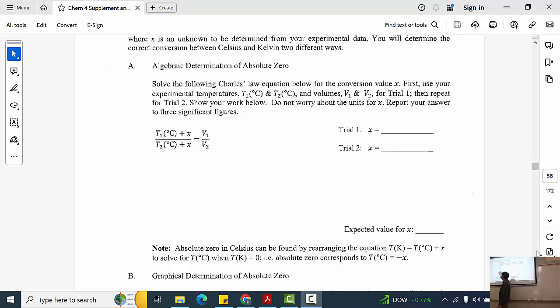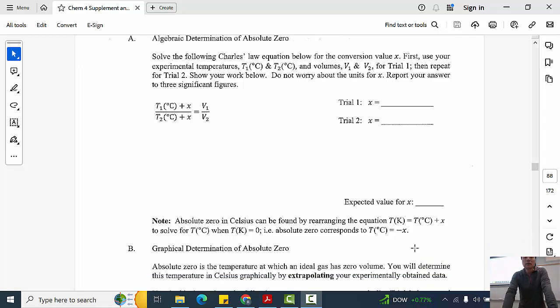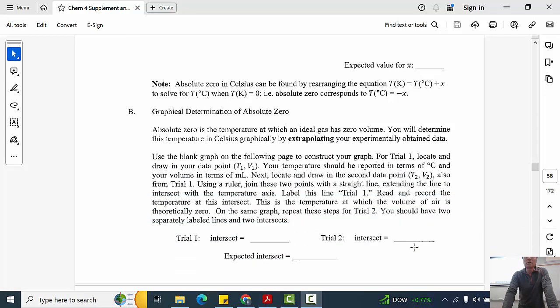And so what we're going to do is we're going to just go ahead and do this using Celsius and then calculate what X should be, because we know what the temperatures are in Celsius. We know what the volumes are, the experimental volumes. You're going to use experimental volumes here. And then we should calculate X from trial 1. See, is it close to 273? That's the expected value of X. And then trial 2, did we get close to 273? So that's one way we're going to see 273.